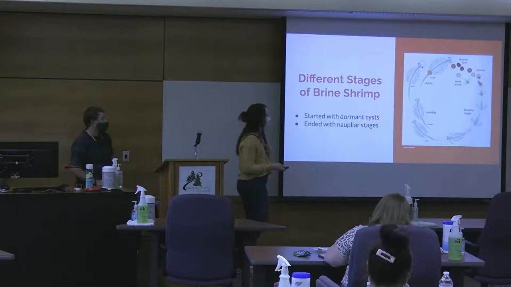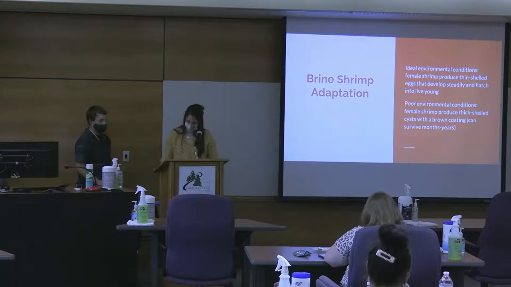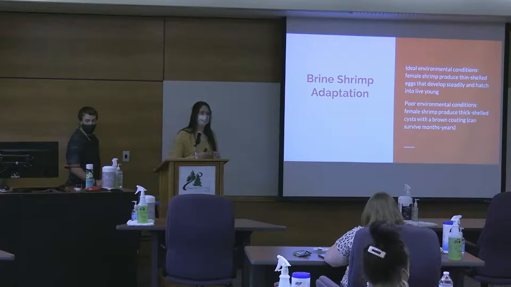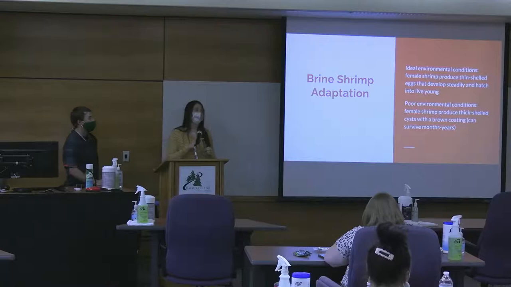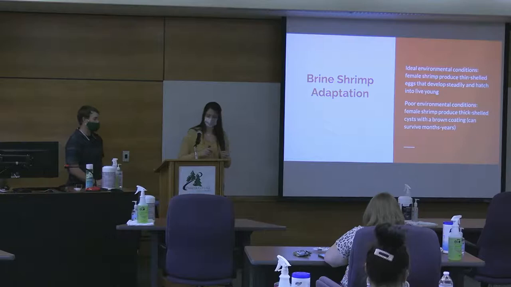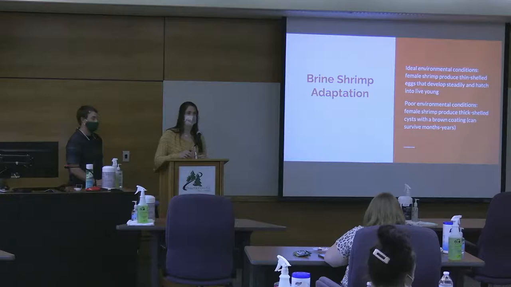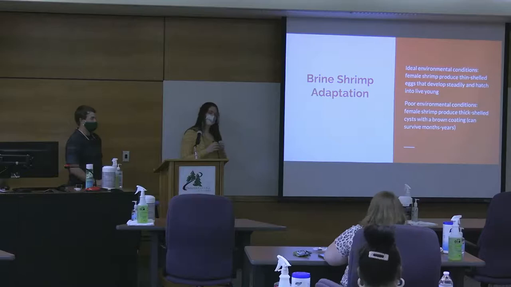To talk about their brine shrimp adaptation, they actually have this special feature. Their eggs, if they are not in ideal conditions, will form a hard shell around them, known as a chorion. And if they are in a situation where they will not be able to survive and be as successful as they can, that allows them to stay in their egg until the conditions are ideal.